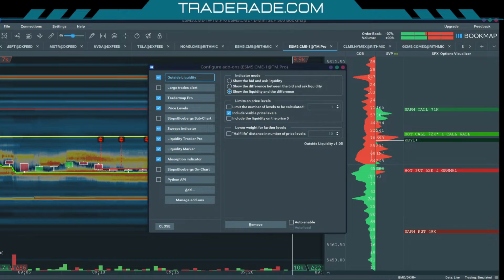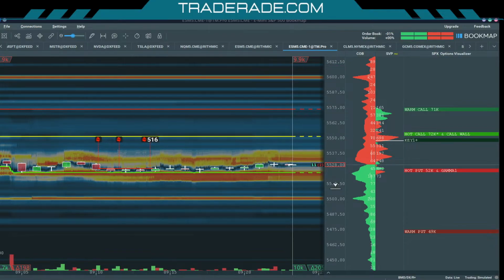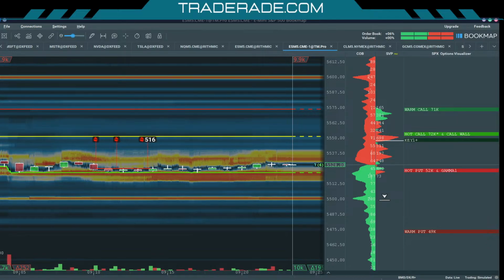But yeah, you just use the outside liquidity plugin. I tell it to show the liquidity and the difference, and then I include the visible price levels. Okay, so that's giving you the whole order book. Y'all are very kind. Thank you. And so that way, at a glance, you can see this for futures, you can see it for ETFs, you can see it for stocks.